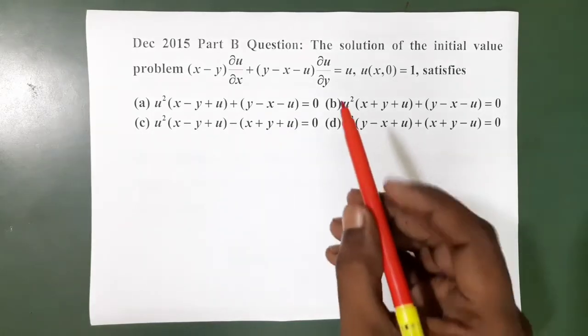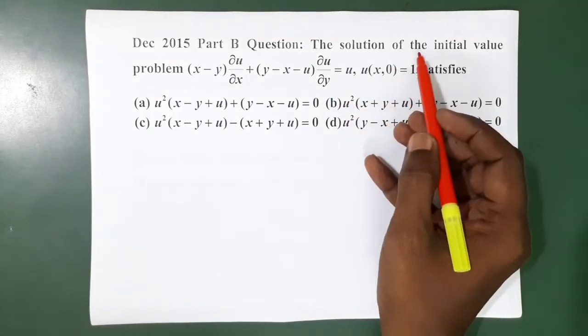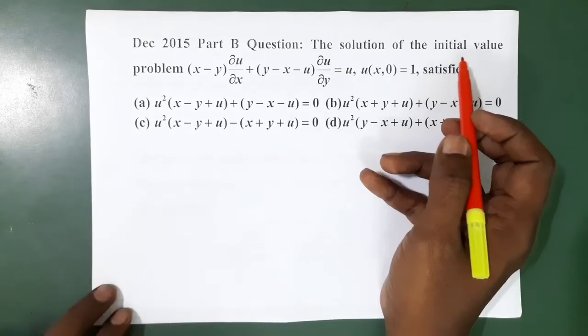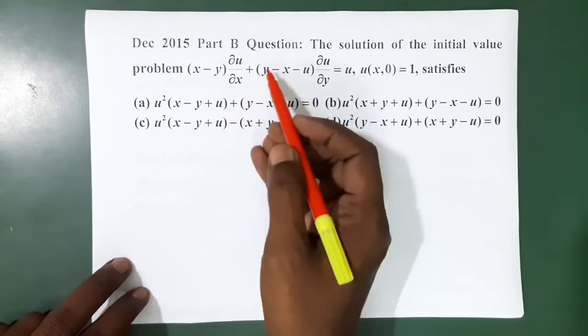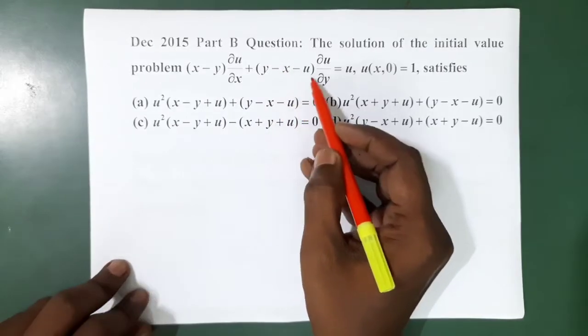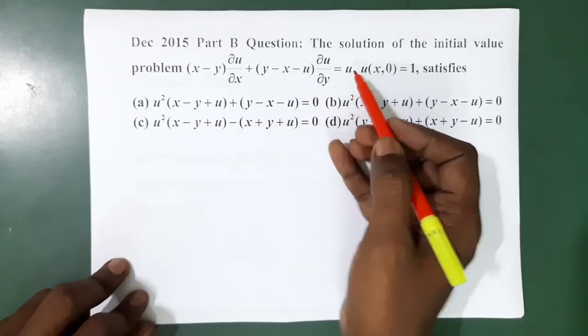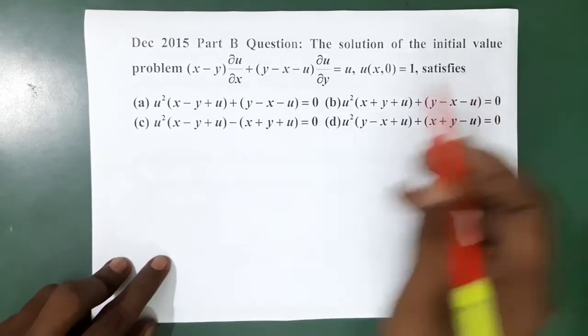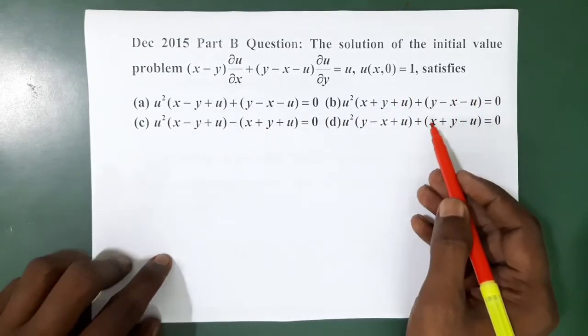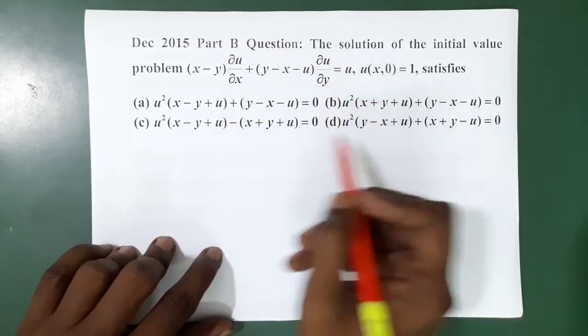In this question, the solution of the initial value problem (x minus y) dou u by dou x plus (y minus x minus u) dou u by dou y is equal to u, with u of x comma 0 equal to 1, satisfies which option? The four options are given. So, what type of problem is this?